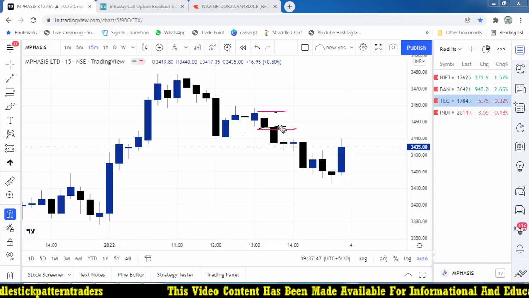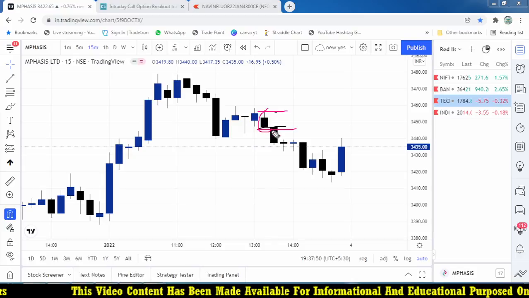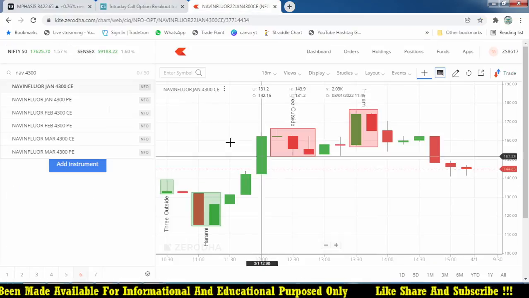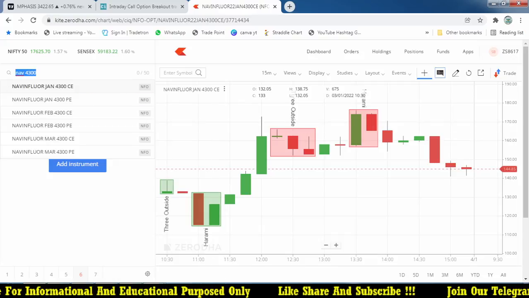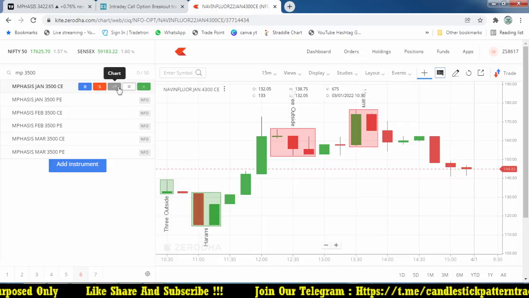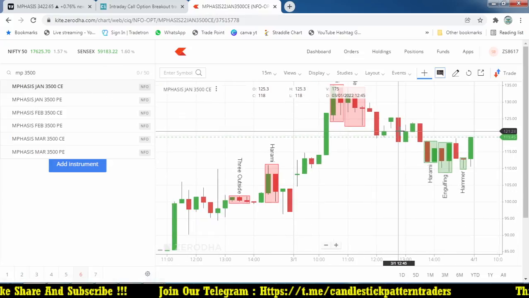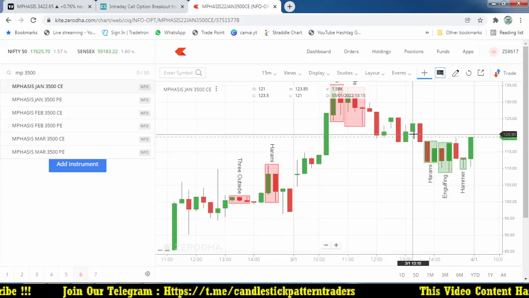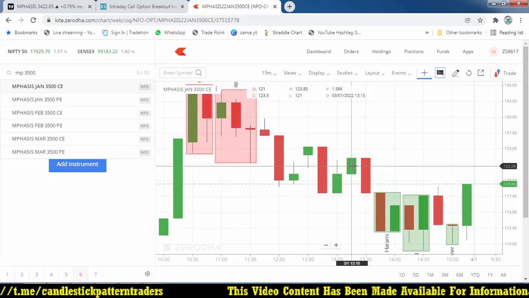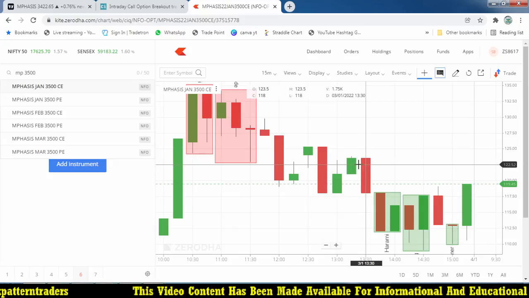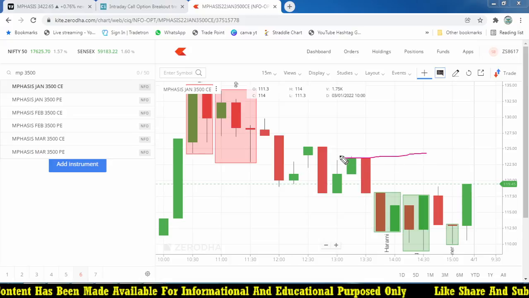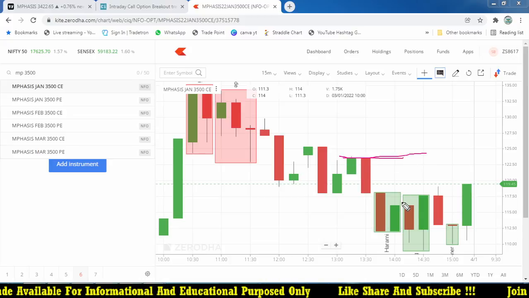If you want to check it out, I'm going to check it. This is the 3,500 option. You may not get any trade opportunity. Let me show that. MPSS 3,500, that is 1:15. This is the candle at 1:15. The high for the trade is 123.85, and this high is 123.5, so it never broke the highest level. So there is no trade opportunity at this point.